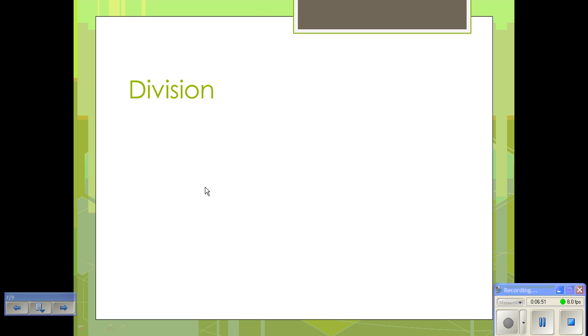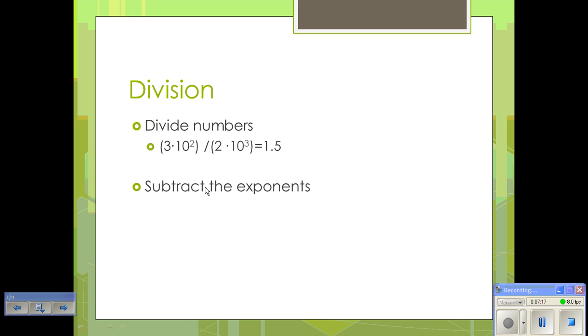Division: you're going to divide the numbers, and then you're going to subtract the exponents. So here, if I have 3 times 10 to the second divided by 2 times 10 to the third, then we divide the numbers, 3 divided by 2, and then we subtract the exponents. So we have 1.5 times 10 to the negative first.